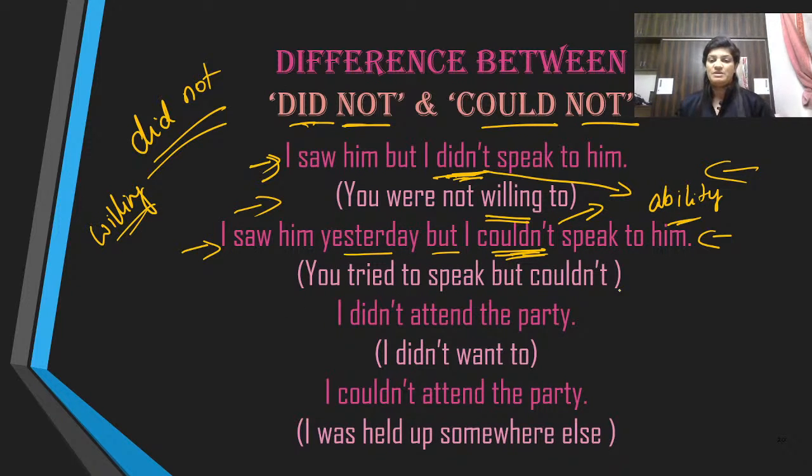You tried to speak, but you couldn't. When we say didn't, we are trying to say that we are not willing. When we say couldn't, it says that we did not have the ability or opportunity. I was probably busy. I wanted to, I was interested, but then I couldn't because I was held up somewhere else. I didn't attend the party: I was not willing. I couldn't attend the party: I was willing. I wanted to, but then I couldn't because I was held up somewhere.